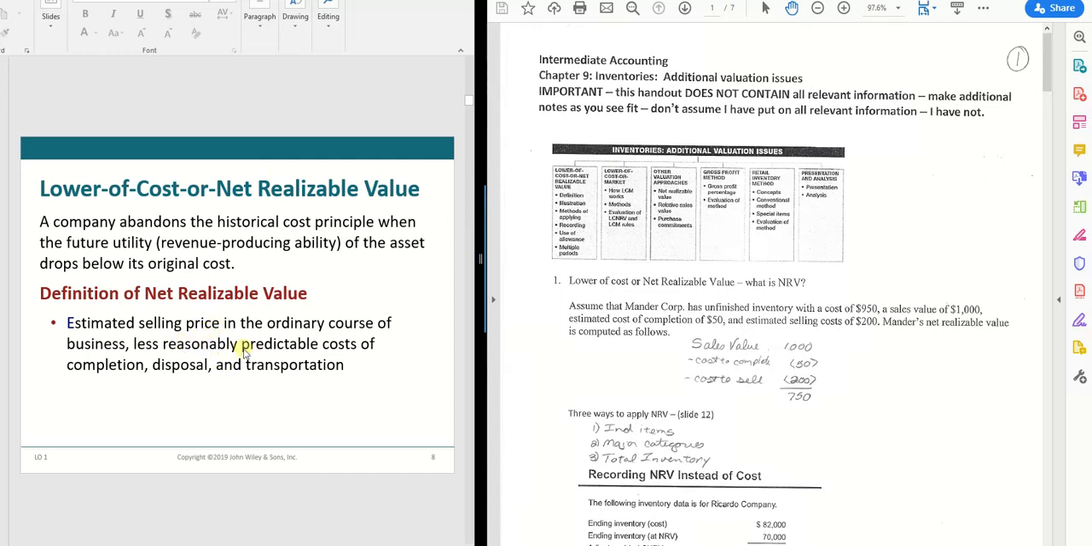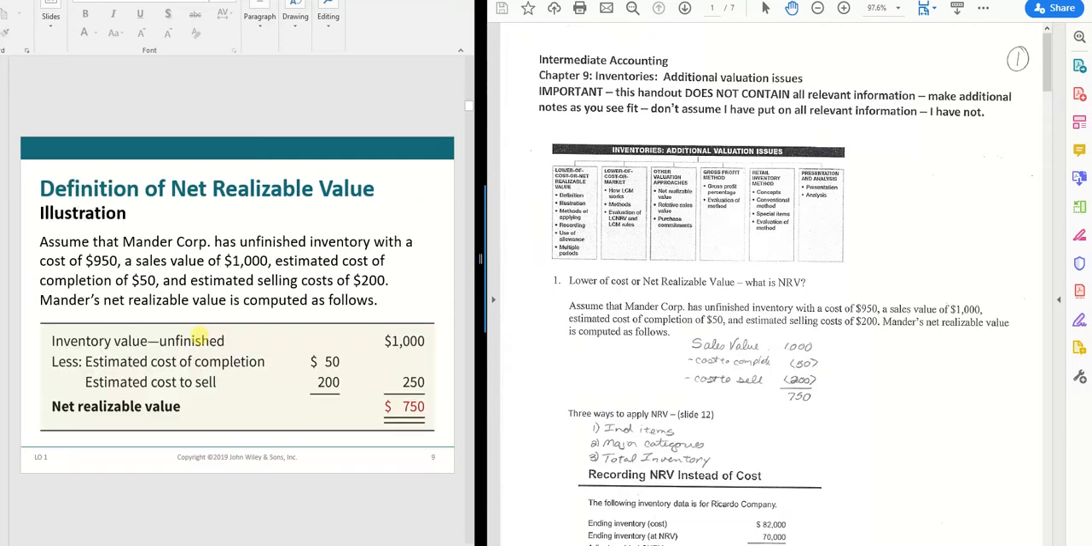So it's the selling price less reasonably predictable costs of completion, disposal, and transportation. So if for some reason you are working on them and there was a flaw in them, but you went ahead and completed them because you could still sell them to recoup your cost, you would subtract the cost of completion, disposal, etc. So that's net realizable value, the net amount of cash you're going to realize. So you take the selling price minus the cost. So this is the one that's over here.